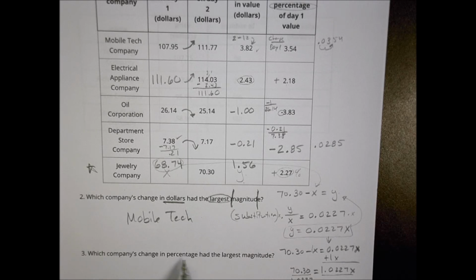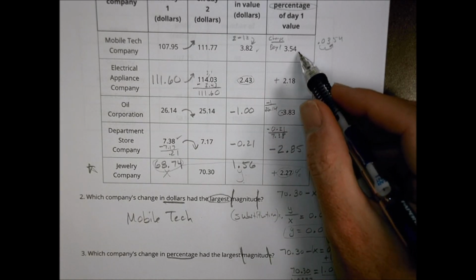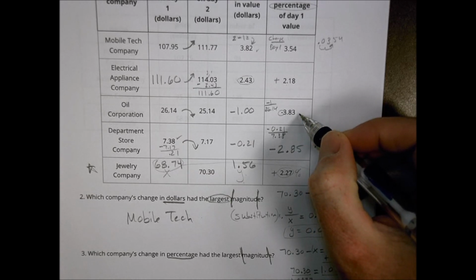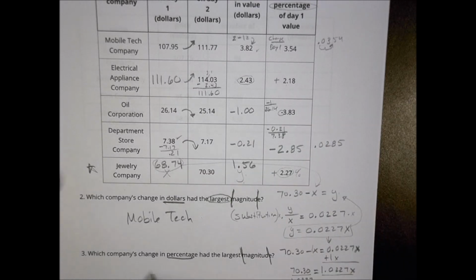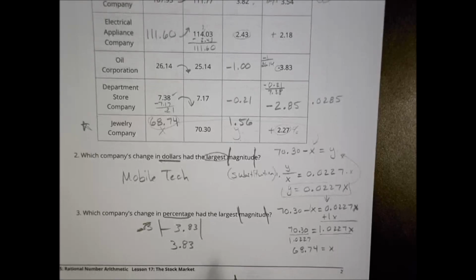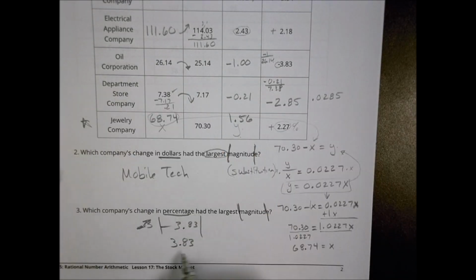Which company's change in percentage had the largest magnitude? That's that absolute value, magnitude, absolute value. So which one of these is the largest? I have 3.54. Here's a negative 3.83. So that seems to be the biggest one because again, negative 3.83 in terms of magnitude value is the same as 3.83, right? So that's our largest number in this whole lot, which means that that's going to go with the Oil Corporation. They had the largest change in percentage.